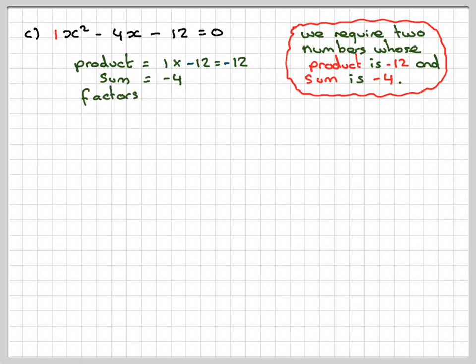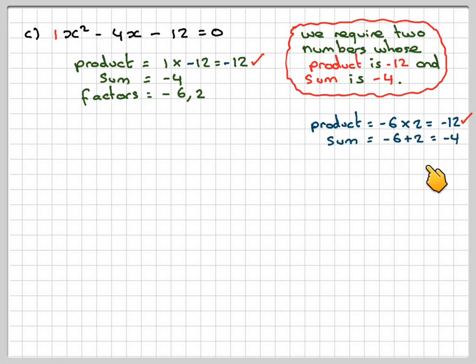Now, we can try some numbers, but with a little bit of trial and improvement, we will come up with minus 6 and 2. We can just check that. The product is minus 6 times 2, which is minus 12. That seems to agree. And then the sum is minus 6 plus 2, which is minus 4, so that agrees as well. For it to work, both of these must agree.